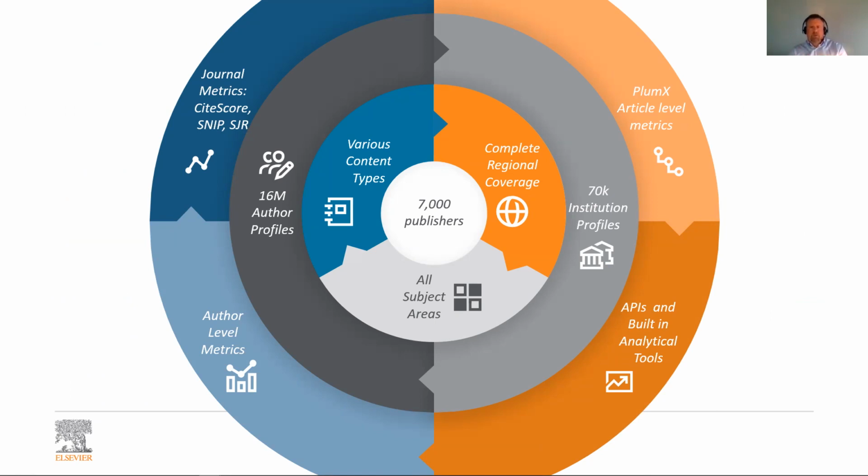So along with the most reliable journal, author, and article metrics, Scopus offers built-in APIs and analytical tools which assist in time savings, all in one database. This combination of all these rings with the bullseye of 7,000 publishers offers a blueprint to greater competitive advantage in a very economical package to those that are leveraging Scopus for their data discovery.